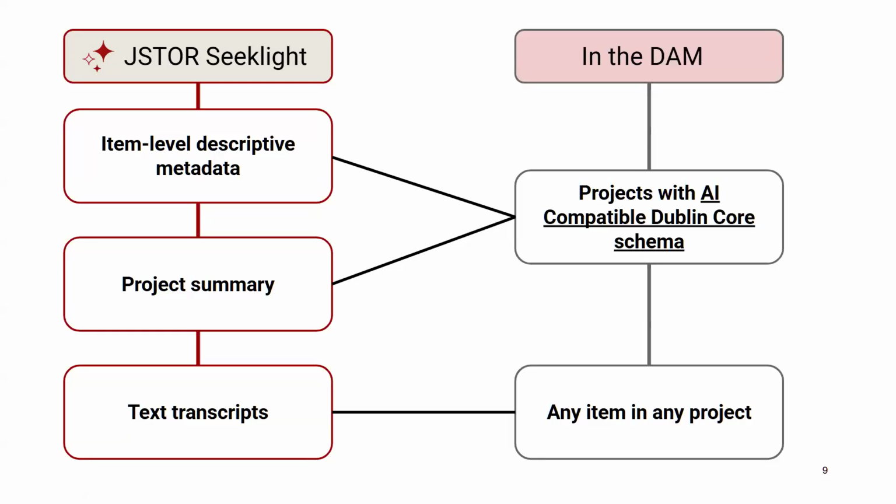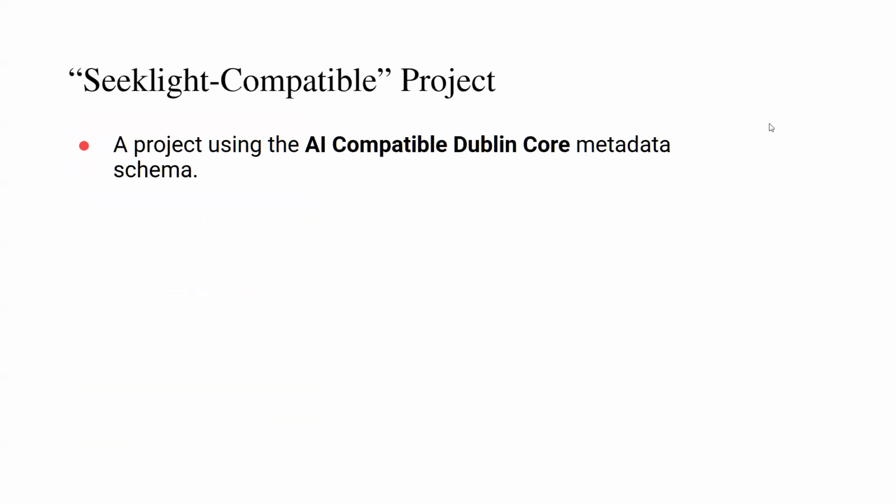And typically, I call projects that are using this schema, this AI Dublin core schema, Seeklight compatible as a shorthand. So if you hear me refer to Seeklight compatible projects, or if you're reading the documentation and you see that phrase, that's what that means. It is a project that is using the AI-compatible Dublin core schema, which enables the metadata and project summary parts of Seeklight's functionality.